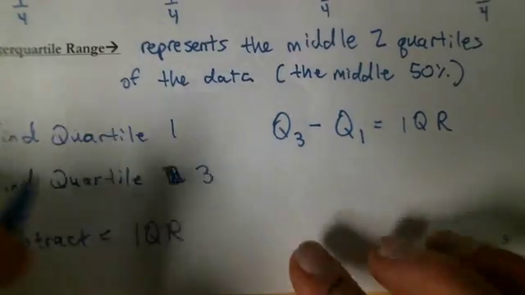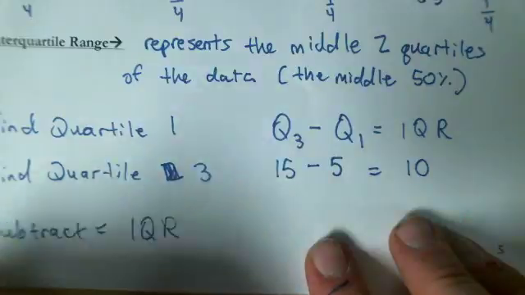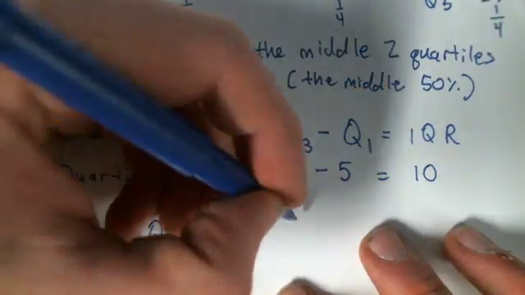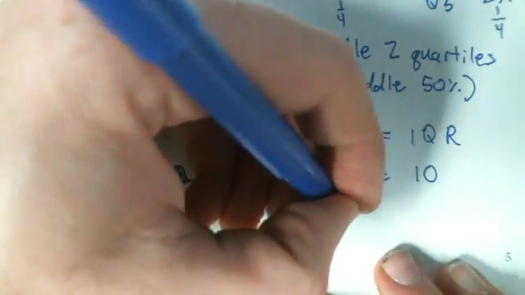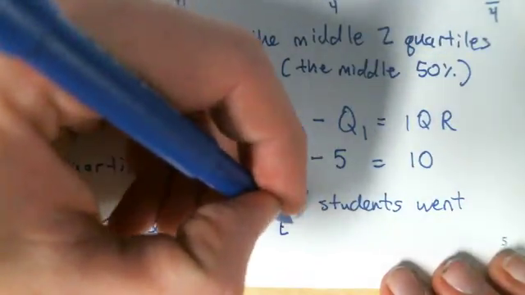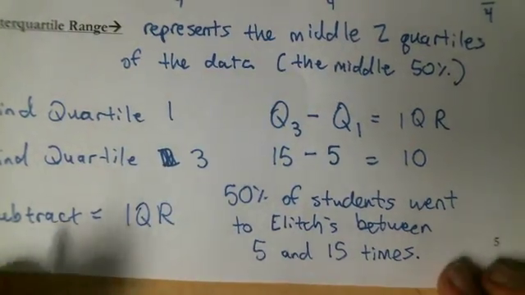And then I can make a statement. So quartile 3 is 15. Quartile 1 is 5. That tells me my interquartile range is 10. All that means is that about 50% of students went to Elitch's between 5 and 15 times. And all of that helped us to find it.